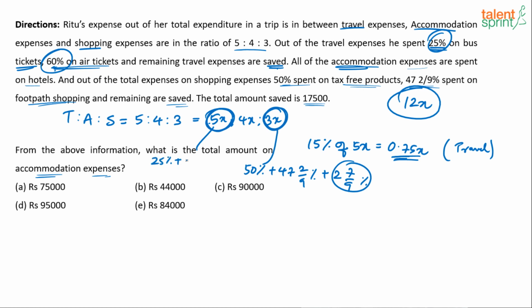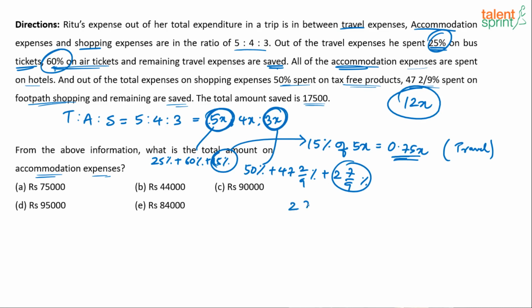25% on bus tickets, 60% on air tickets, remaining 15% was saved. So this is the 15% of x we took here. Getting it? 25 plus 60, 85, 85 plus 15, 100. Here 50 plus 47, 97, 97 plus 2 by 9 and 2 by 9, 99 plus 1, 100. So this much is saved.